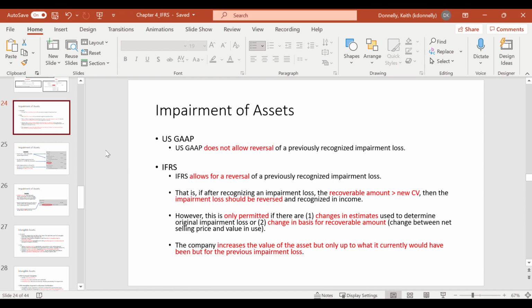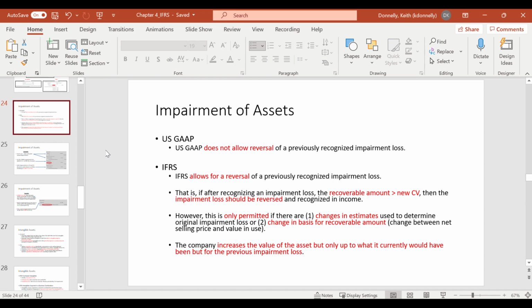Another thing to be aware of is that US GAAP doesn't allow reversal of previously recognized impairment losses. So if you take an impairment loss, you go to step 2 under US GAAP, it's like a permanent write-down. You can't write it back up. However, IFRS says, yes, we are going to allow for reversals of previously recognized impairment losses. That is to say, if after we recognize the loss, the recoverable amount exceeds the new carrying value, then the impairment loss should be reversed and recognized in income.